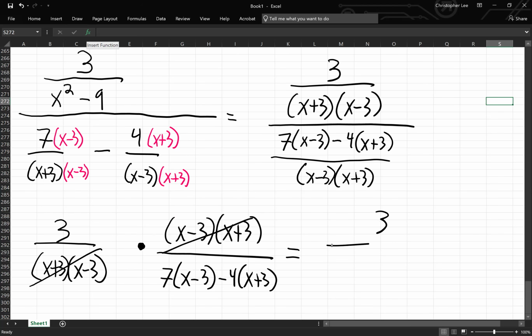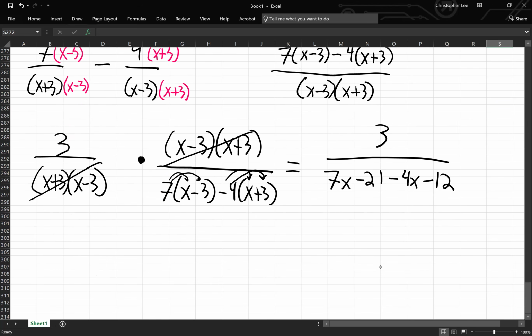So this is like 3 over, I'm going to do this in one step because I'm running out of space. Distribute that 7. You have 7x minus 21. Distribute that negative 4. You have negative 4x minus 12. Let's combine like terms. Now I have 3 over 3x, is that 3? Let me think. Yeah, that's 3. And then minus, what's that?